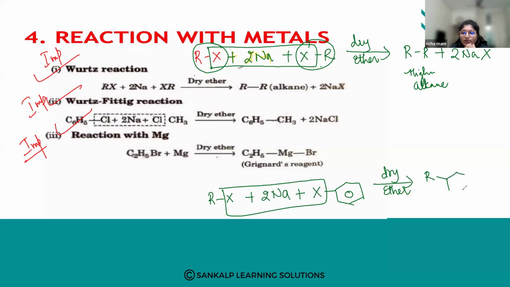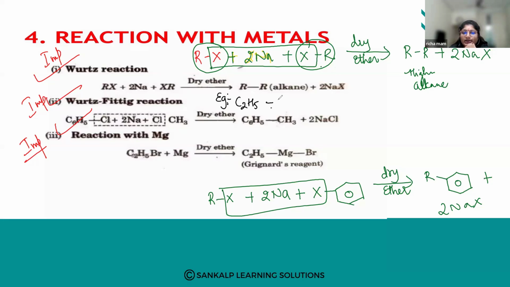So this is my product plus 2 NaX. Okay, so I'm going to get a substituted product. So that is an aryl alkyl substituted product. Now here, let me give you one example. Let me take here R as C2H5.